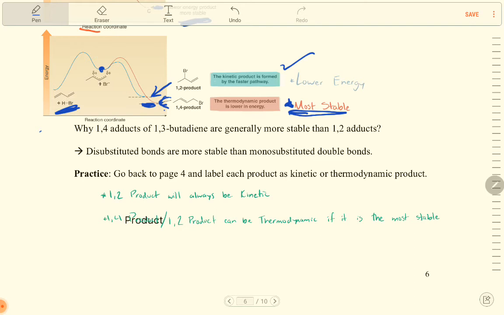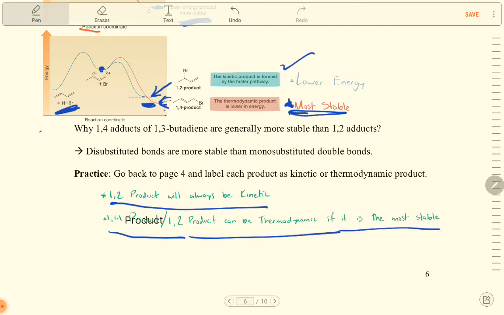Disubstituted double bonds are more stable than monosubstituted double bonds. Now go back to page 4 and label the products as thermodynamic or kinetic. The 1,2 product will always be kinetic, and the 1,4 product can be thermodynamic if it is more stable. So that's something you need to do and apply.